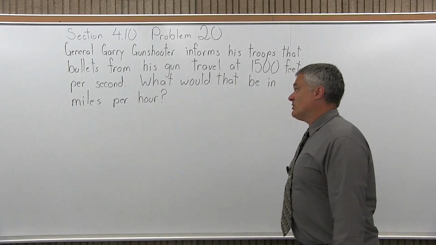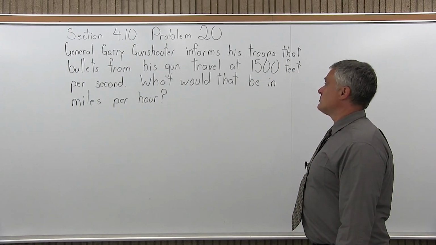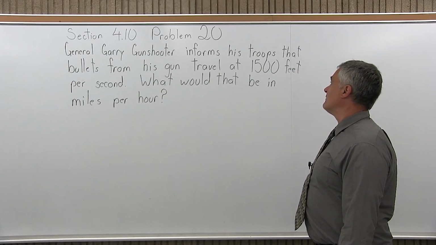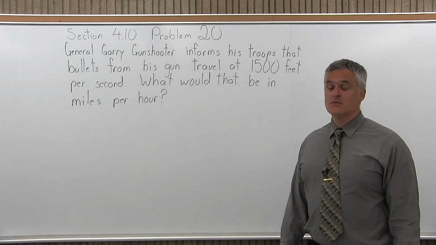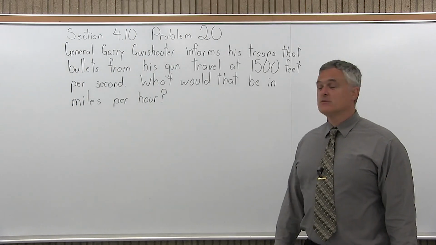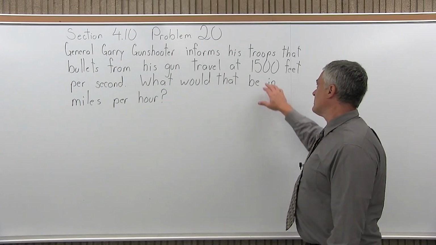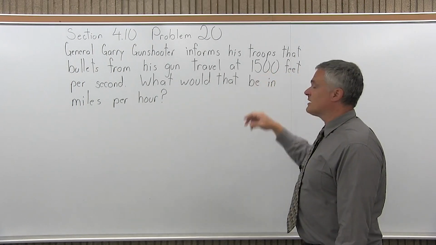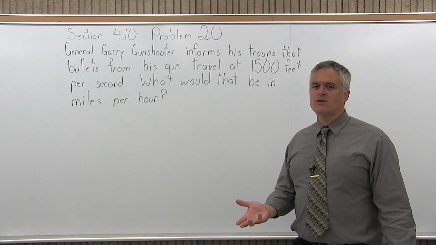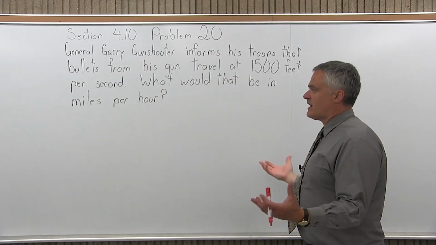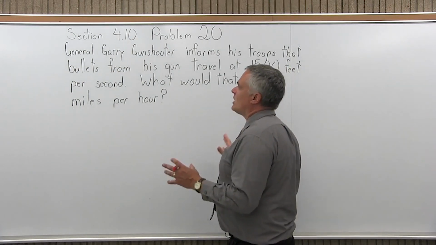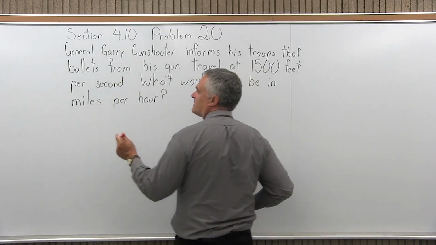It says, General Gary Gunshooter informs his troops that bullets from his gun travel at 1,500 feet per second. What would that be in miles per hour? So in terms of people who know anything about guns, that's probably pretty realistic. And that's always like a curiosity. What is that in miles per hour? Is that like faster than the speed of sound or whatever? So let's see how you would figure something like that out.